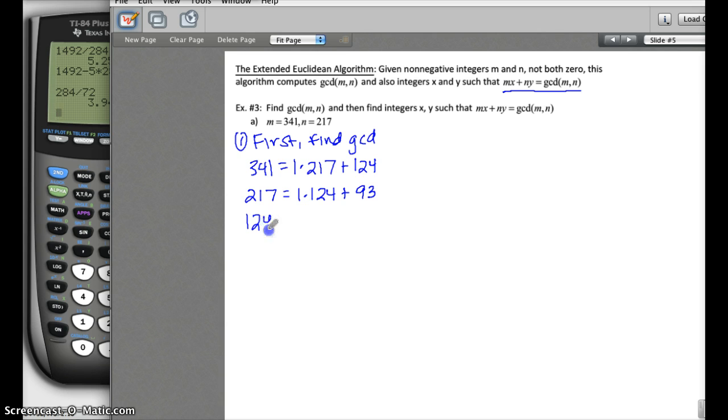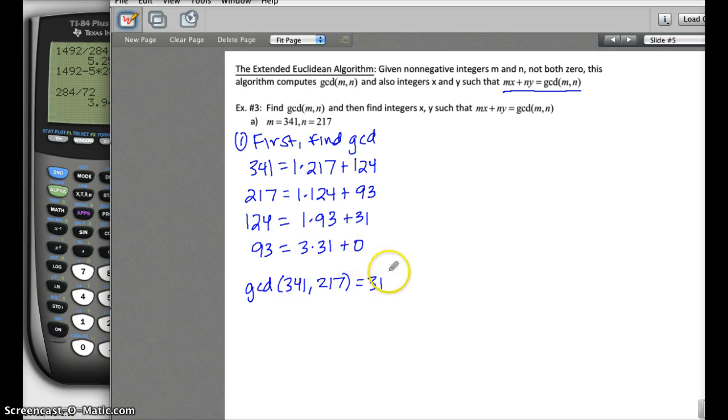Bring down the 124. 93 goes in one time. 124 minus 93 leaves a remainder of 31. Bringing down the 93, 31 divides evenly in there. 3 times 31 is 93, with a remainder of 0. So the first step is that we found that the GCD of 341 and 217 is equal to 31, because the GCD of 31 and 0 is 31. So the second part, the extended part, is now we're going to work backwards.